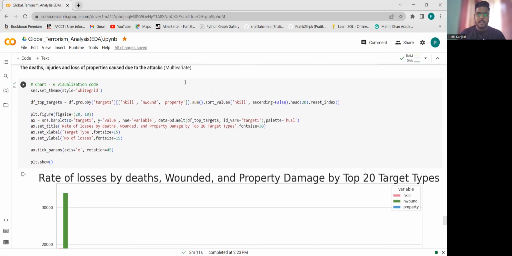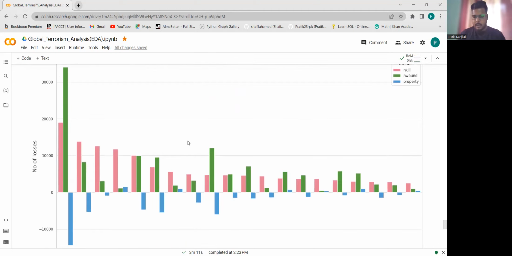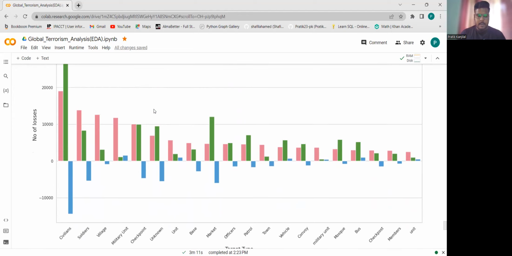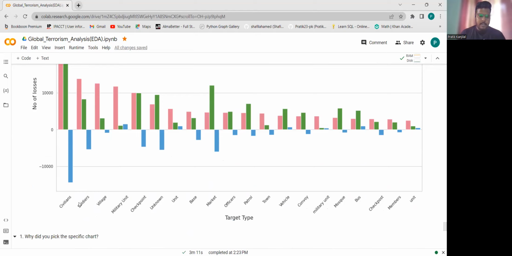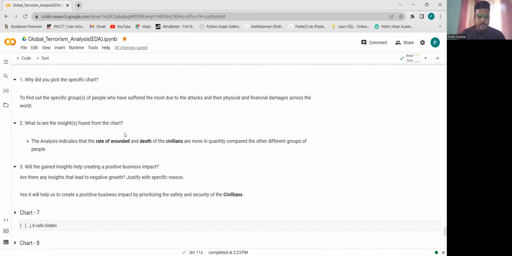Followed by the next visualization, we have the deaths, injuries, and loss of properties among the citizens of the countries. This is a multivariate analysis. We have three variables over here: N kill, N wound, and N property. And we can see over here, these are the groups of people across the countries, and this is the data of their suffering from these terrorist attacks. We can see clearly that the civilians have been suffering the most in these terrorist attacks.